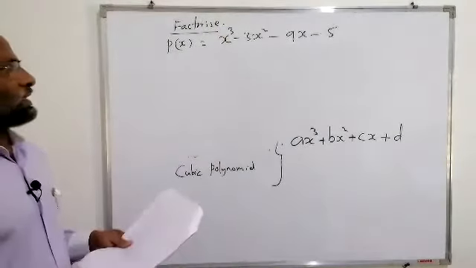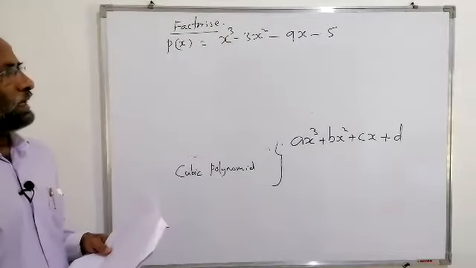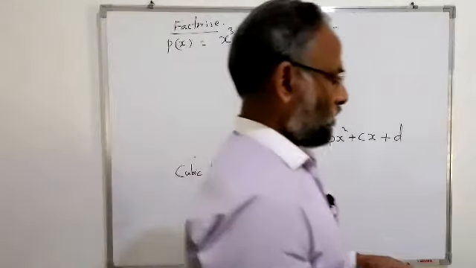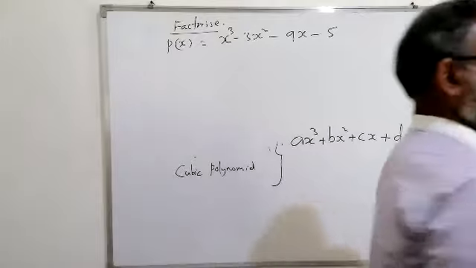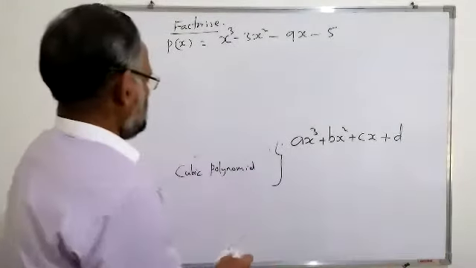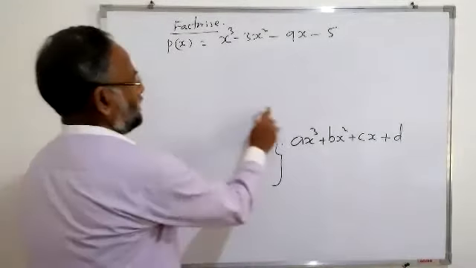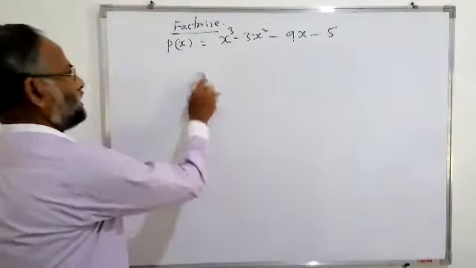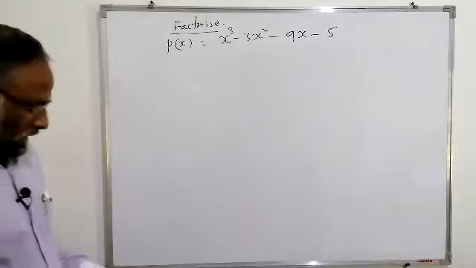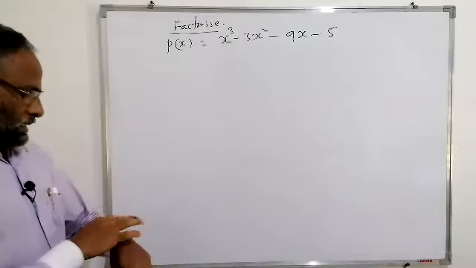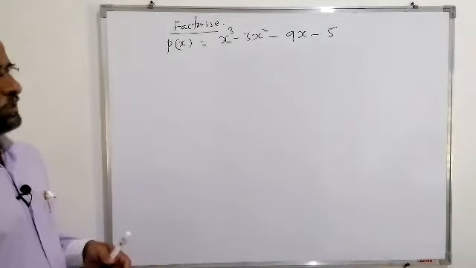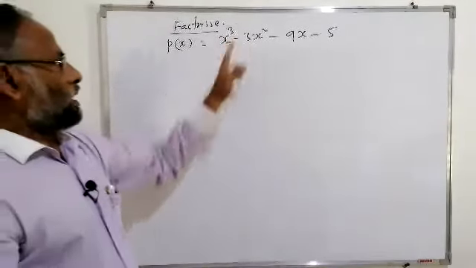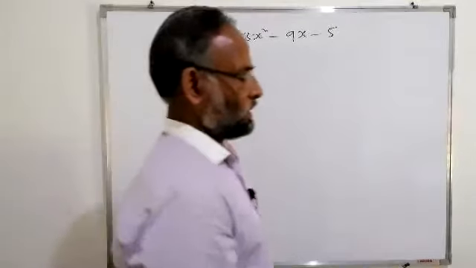Example I am doing, factorize x cube minus 3x square minus 9x minus 4. Write the question. General form you wrote. Now factorization of the given cubic polynomial, x cube minus 3x square minus 9x minus 4. So it is a cubic because the maximum power is 3.